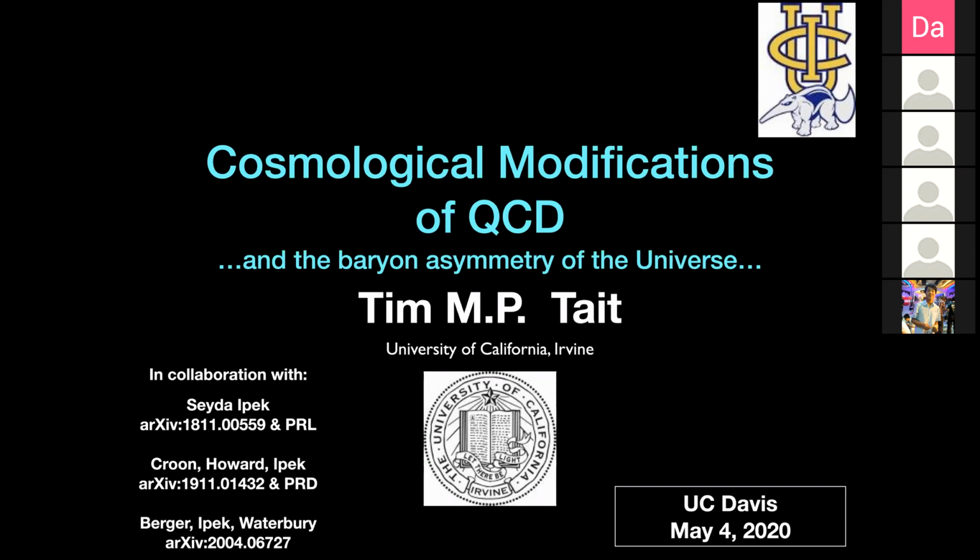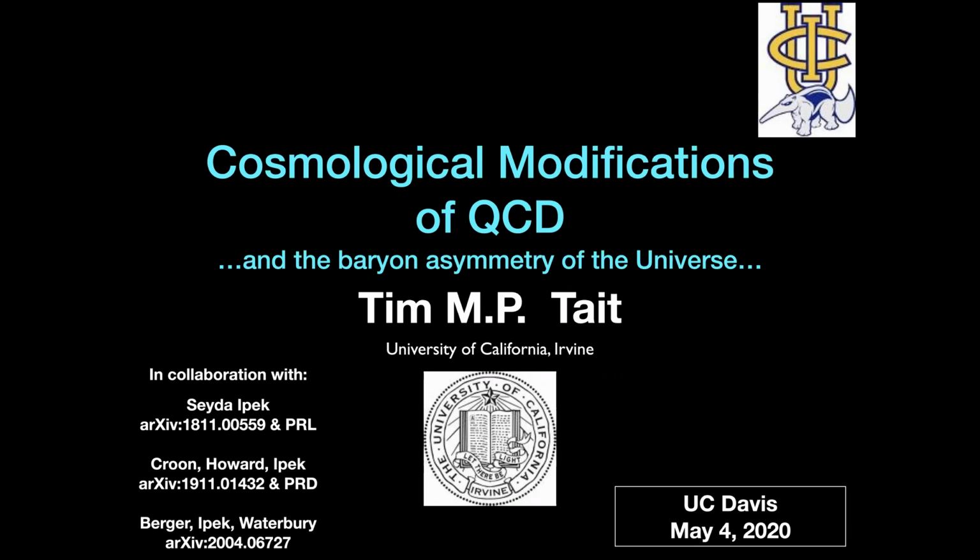So what I'm going to talk about today is some work that I've done over the last couple of years about modifying QCD cosmologically. This is the actual strong nuclear force QCD, the SU(3) of the standard model. And the main application is going to be towards the baryon asymmetry of the universe. I'll also spend some time introducing that as well.